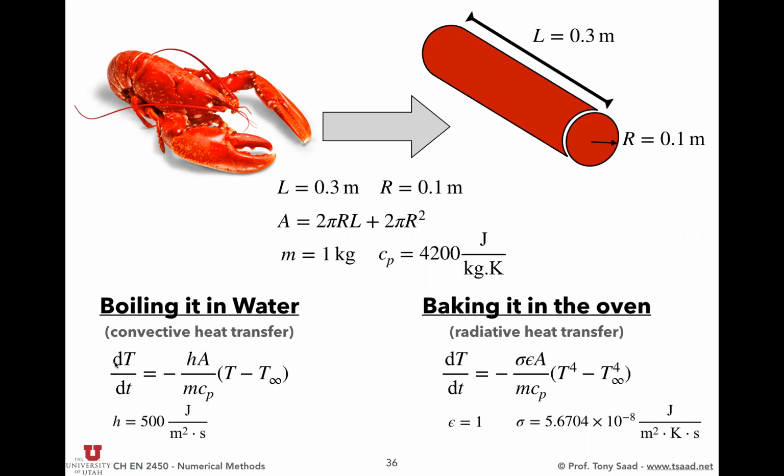The only thing we can change in the radiation environment really is T infinity. Are you broiling the lobster, or are you baking it at 350 or 500? And we will look at these different options together, okay?